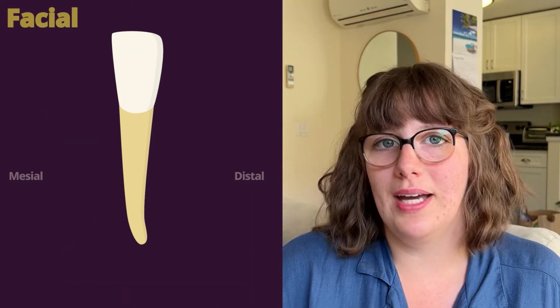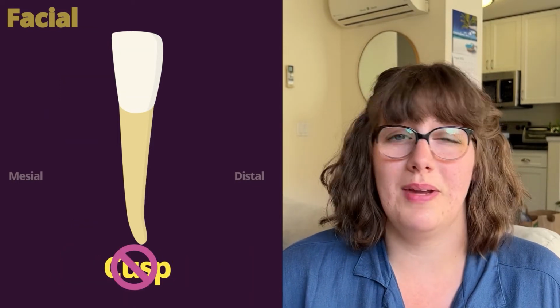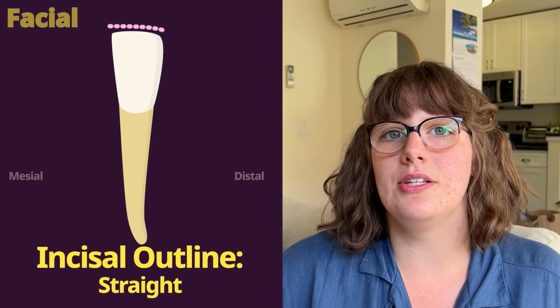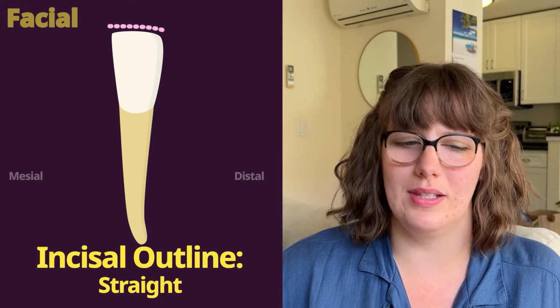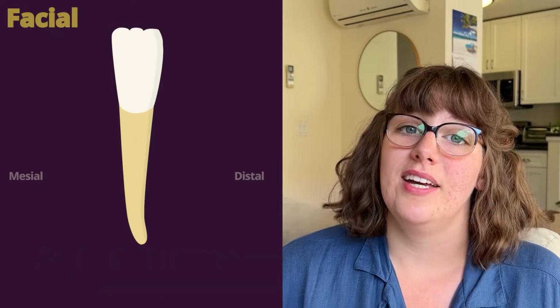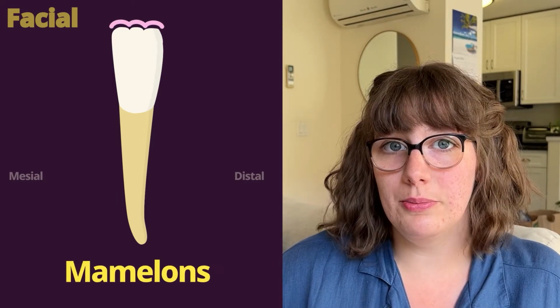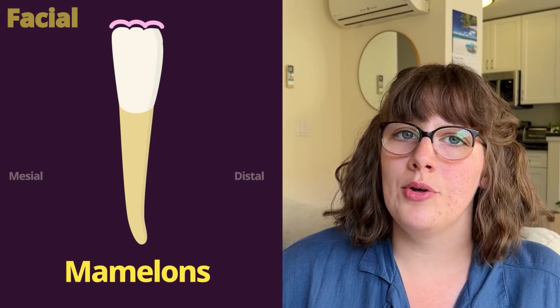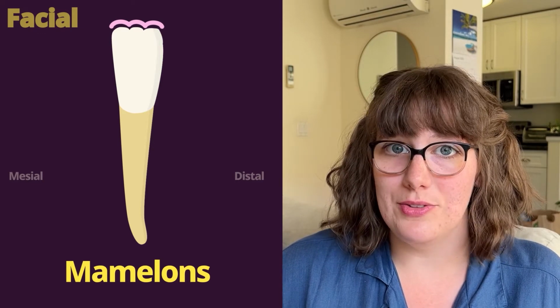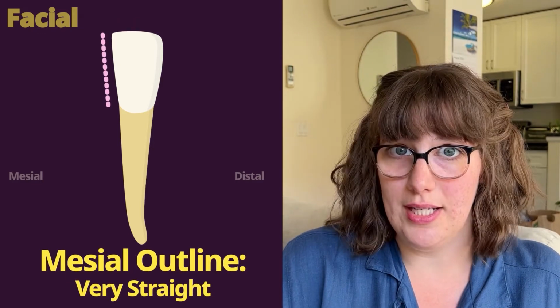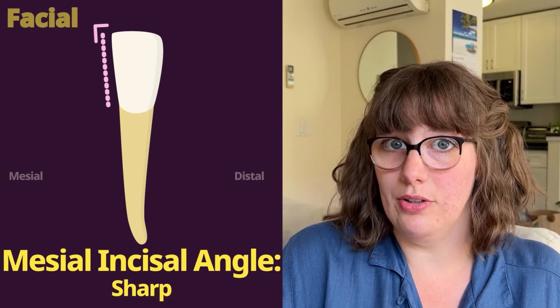The mandibular lateral incisor has an incisal ridge and no cusp, so that the incisal outline is straight, with a slight sloping to the distal. If the tooth isn't in function or freshly erupted, there may be 3 bumps on the incisal ridge, which are mamelons, and those correspond with the 3 facial developmental lobes. The mesial outline is straight. The mesial incisal angle is quite sharp.